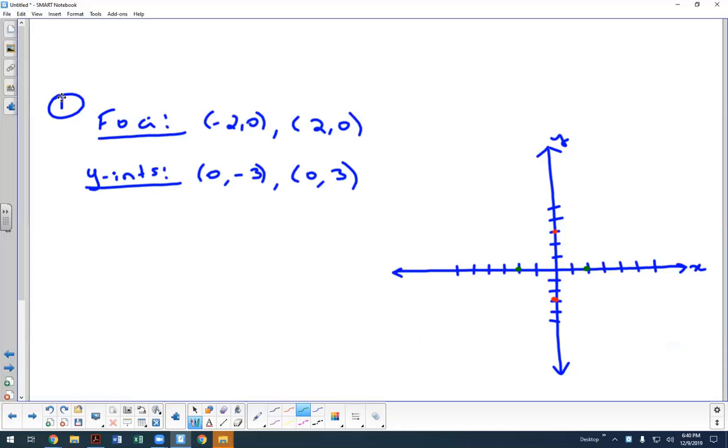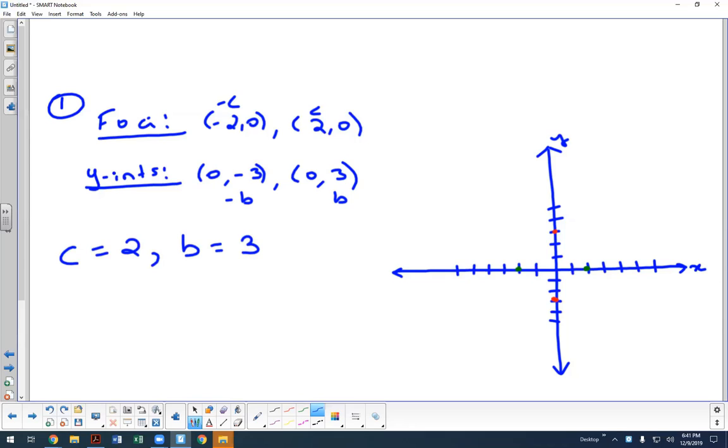So this is where the relationship between our a, b, and c will come into play. Remember, for foci, these numbers represent our c values. And then were the y-intercepts the b or the a? You can go back and look at page 2 of your handout with that first box. You will see we're defining y-intercepts as 0, negative b and 0, b. So these are your b variables. So basically they're telling us c is 2 and b is 3.